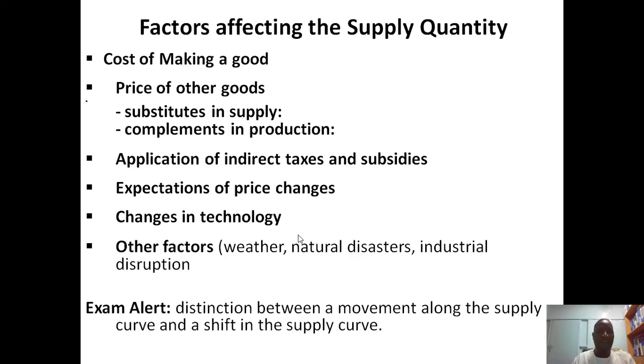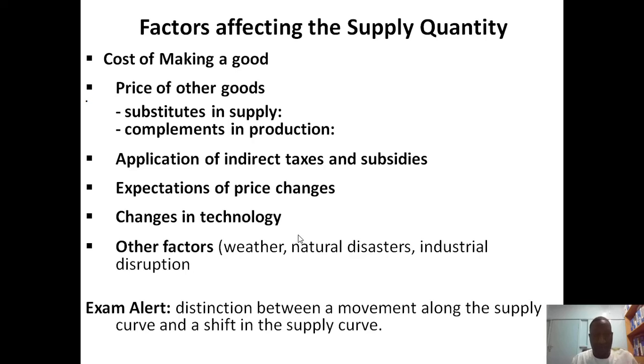The other factor that affects supply is the change in technology. Technology makes production more efficient, and so producers will produce more when there is an improvement in terms of technology. So an improvement in terms of technology leads to an increase in quantity supplied, vice versa.